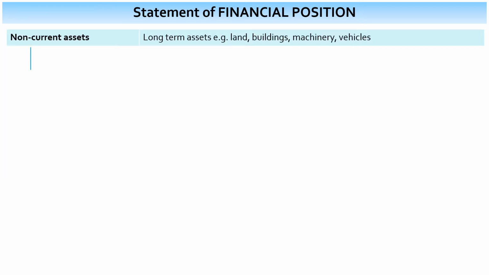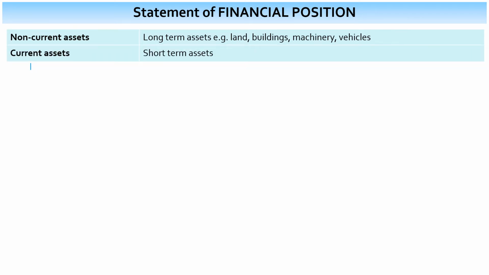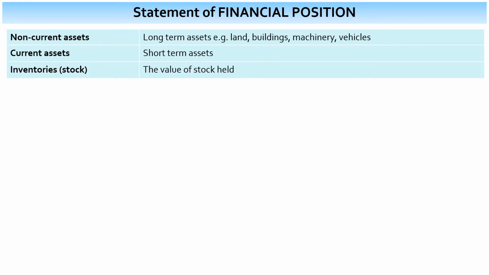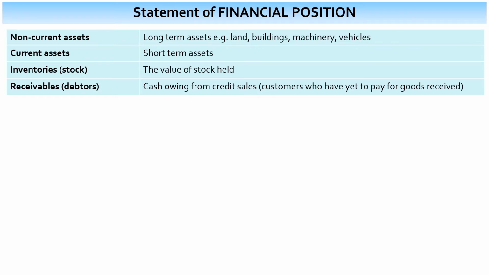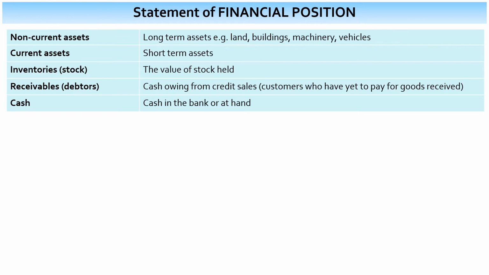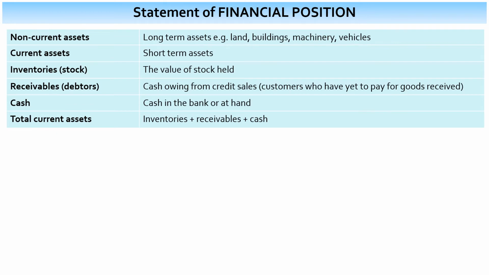So a quick reminder of the statement of financial position. First of all, we list the non-current assets. These are assets, something the business owns that they're likely to hold for longer than a year. For example, land, buildings, machinery, vehicles. Then we look at what the business owns that's likely to be converted into cash within the next year. These are short-term assets, including inventories or stock, so the value of that, money owed by customers, trade receivables or debtors, and cash the business has in the bank or in the business at hand. We add up the current assets to get total current assets.